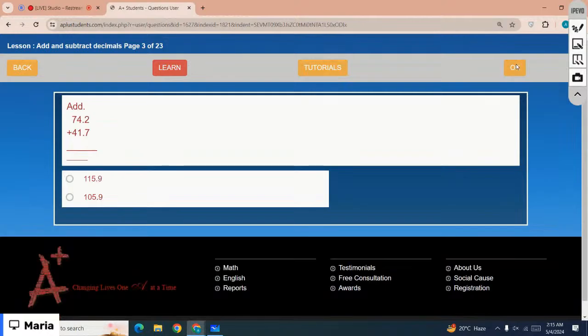The next one is add 74.2 plus 41.7. So which is the correct option? That is 115.9. Option number 1 is the correct option, right?